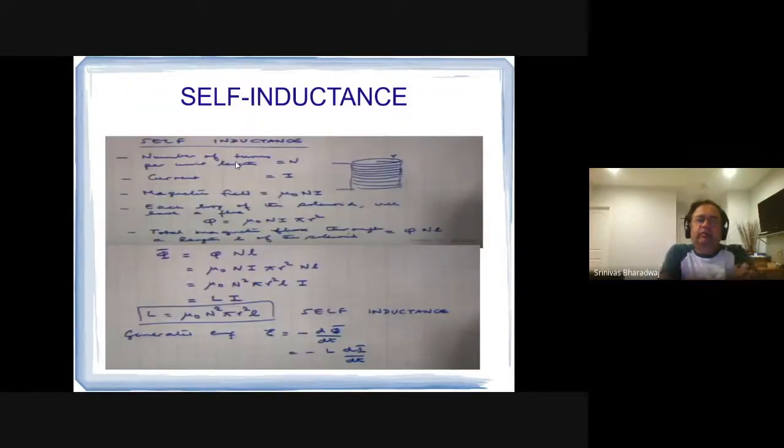Now a self-inductance happens when there is just one coil. Each of the loops has a number of turns, and so you have mu naught N square pi r square L. There is only one coil, and then it induces the current in itself.